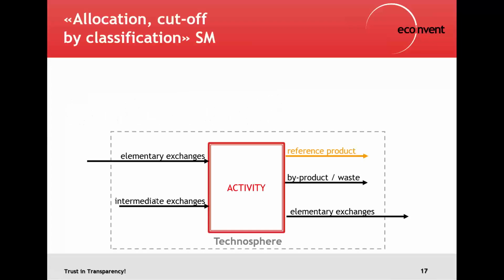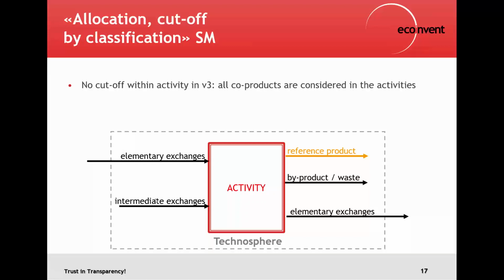Okay, so maybe let's move on to allocation cutoff by classification system model. This first system model is the one that we would advise for beginners, and for people used to working with version 2 and wanting to continue in the same line of thought and modeling.